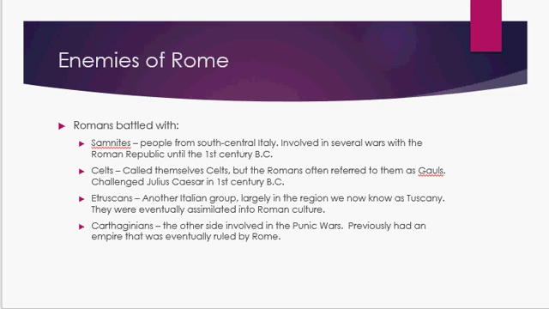The Celts, who referred to themselves as the Celts, but the Romans referred to them as the Gauls.